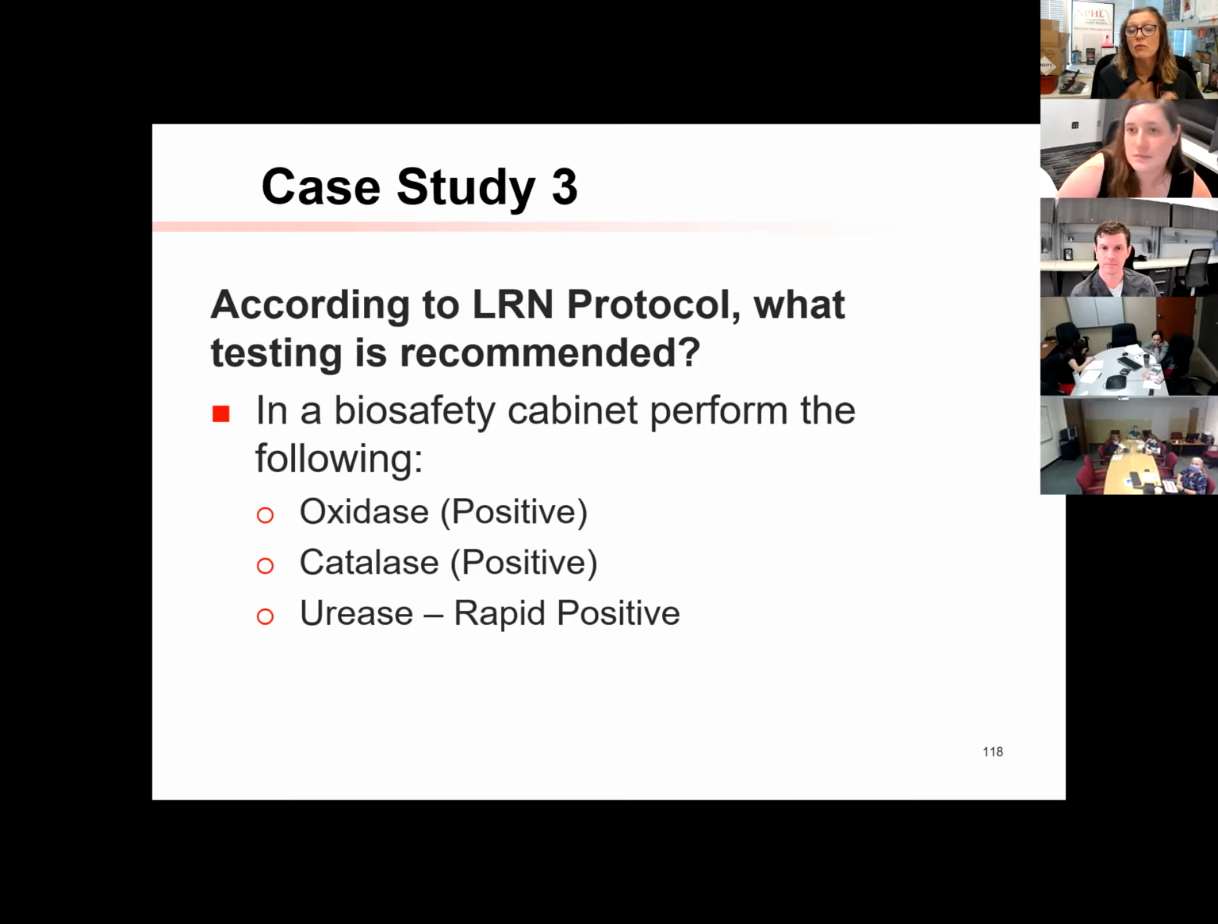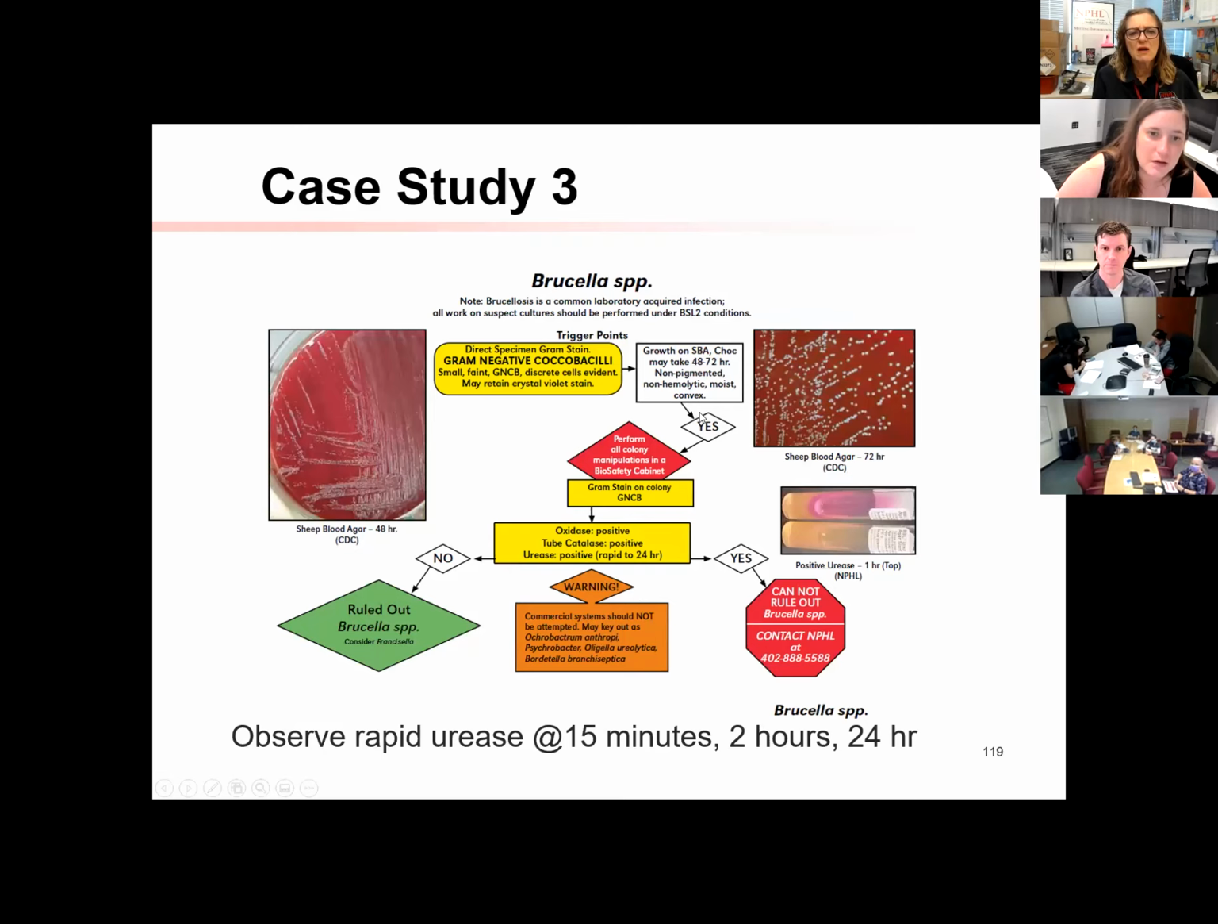But don't throw it away or rule it out if it's urease negative. You're going to have to re-incubate it overnight and look at it the next day, and that will tell you that you probably still have a Brucella, but it might be one of the other species. All right, and this is what our chart shows here to do: first the oxidase, then the catalase, and then the urease. If it's rapid, great, or if it takes a full 24 hours, it still does not rule out Brucella, and to contact us.